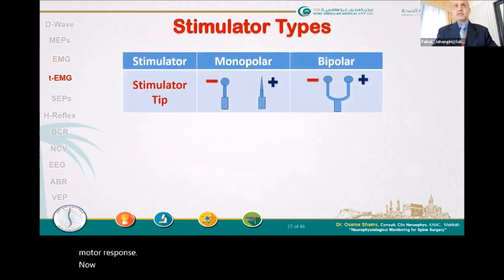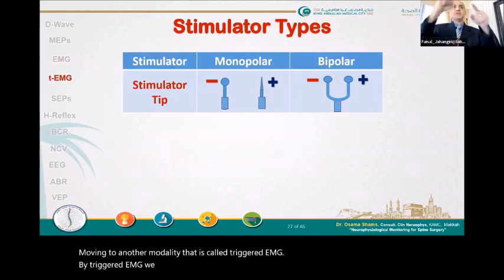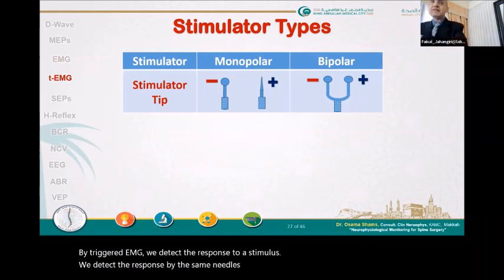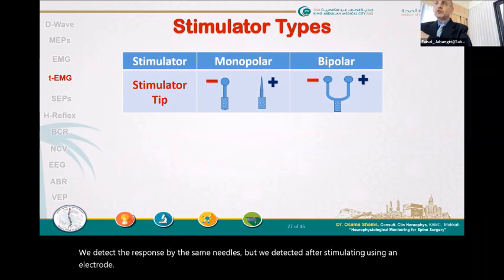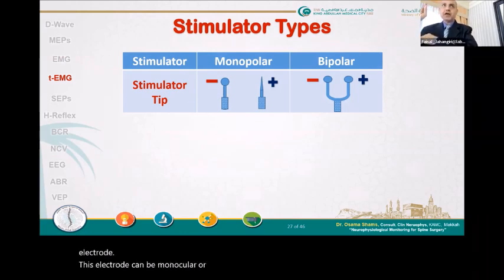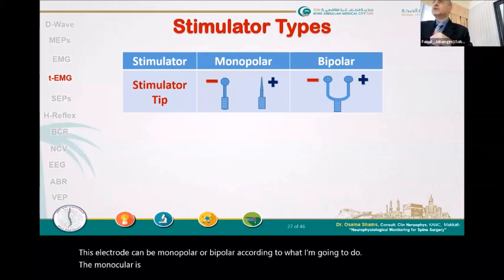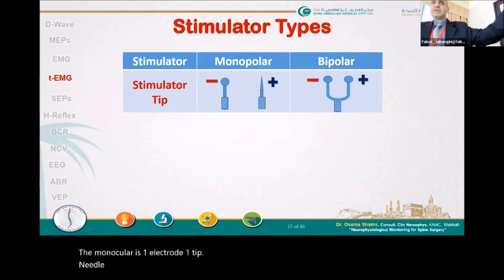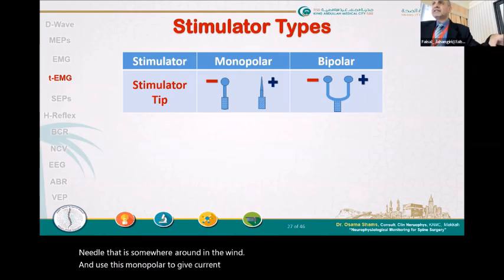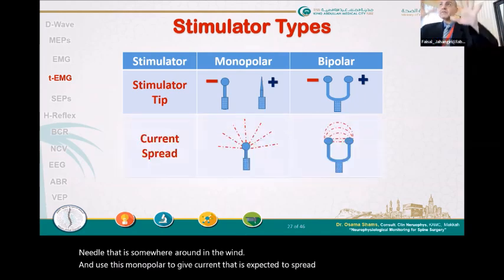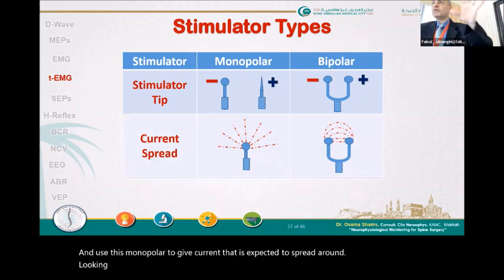Now moving to another modality that is called triggered EMG. By triggered EMG, we detect the response to a stimulus. We detect the response by the same needles, but we detect it after stimulating using an electrode. This electrode can be monopolar or bipolar, according to what I'm going to do. The monopolar is one electrode, one tip, needle somewhere around in the wound, and we use this monopolar to give current that is expected to spread around, looking for the reference, looking for the needle.